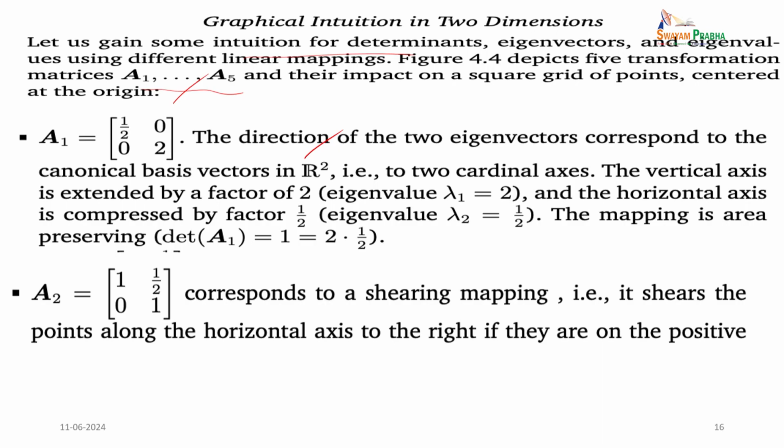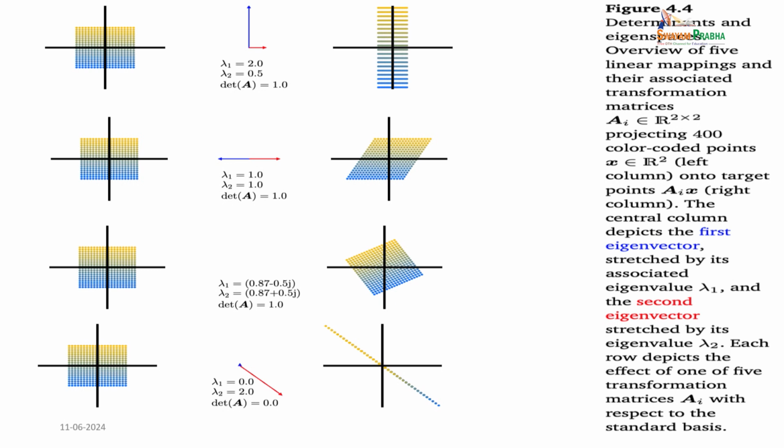The vertical axis is extended by a factor of 2, the eigenvalue lambda 1 equal to 2, and the horizontal axis is compressed by the factor of eigenvalue lambda 2 equal to 1/2. The mapping is area preserving, the determinant of A1 equal to 1, which is 2 times 1/2. Next, A2 equal to [1 1/2; 0 1] corresponds to a shearing mapping, that is, it shears the points along the horizontal axis to the right if they are on the positive side.